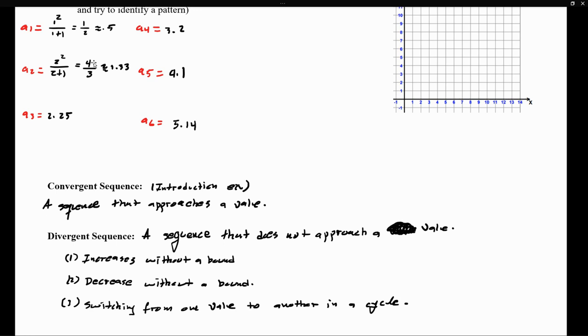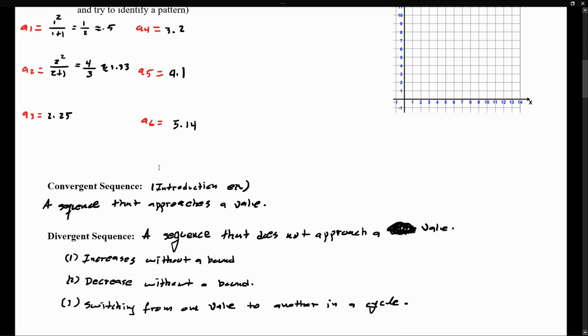So this was just a small lesson where I wanted to introduce to you the idea of convergent and divergent sequences. A convergent sequence is a sequence that just approaches a value if we keep getting farther and farther along the sequence. And a divergent sequence is a sequence that does not approach a value, because it either increases without bound, decreases without bound, or keeps switching from one value to another in a cycle.